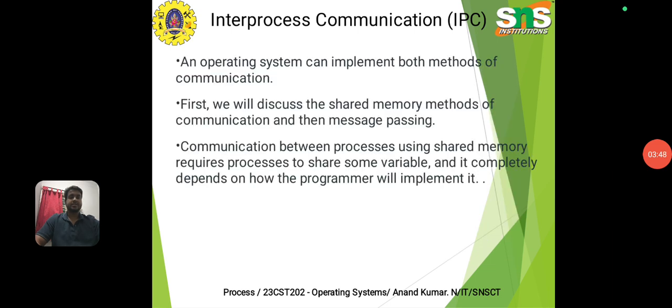So the next is, an operating system can implement both methods of communication. First, we will discuss the shared memory method of communication and then message passing. Communication between processes using shared memory requires processes to share some variable, and it completely depends on how the programmer will implement it.